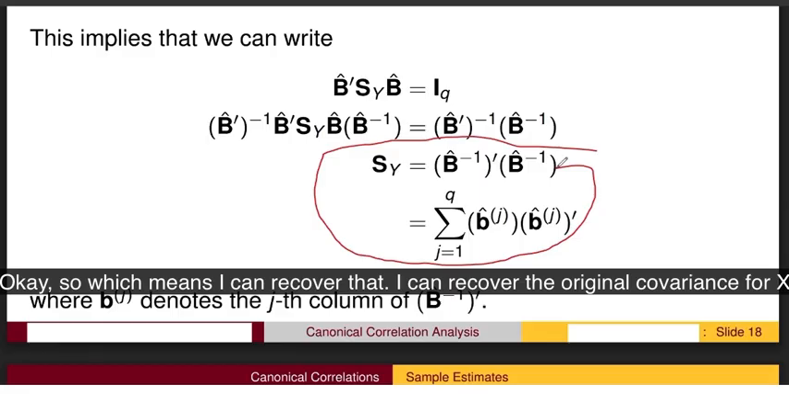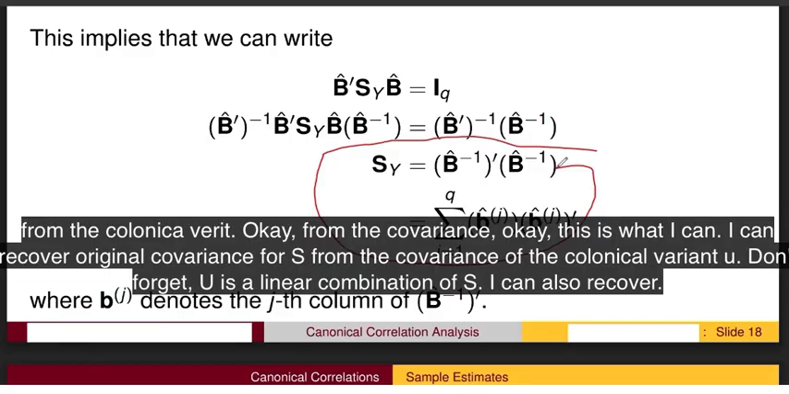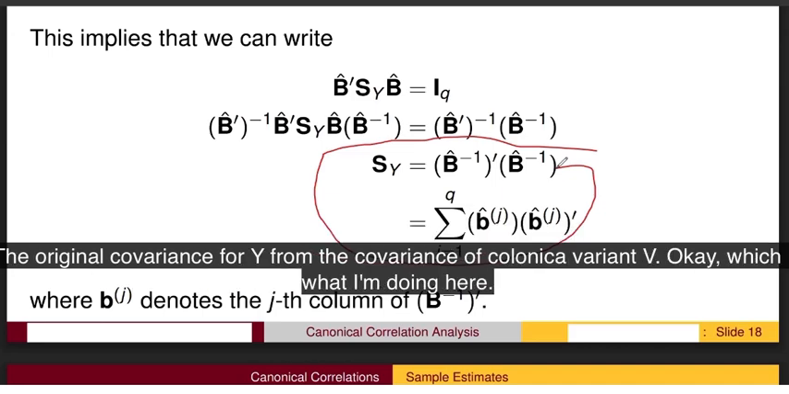I can recover the original covariance for X from the covariance of the canonical variate. Okay, this is what happened. I can recover the original covariance for X from the covariance of the canonical variate U. Don't forget, U is a linear combination of X. I can also recover the original covariance for Y from the covariance of canonical variate V. Okay, which is what I'm doing here.